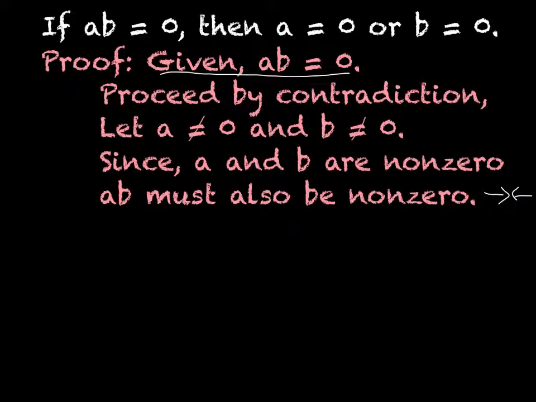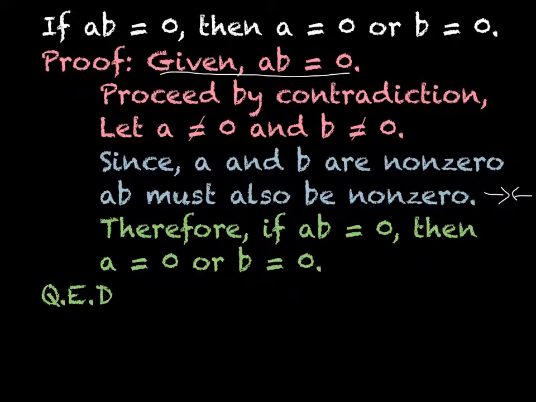So, since we have reached our contradiction, we have essentially reached the end of our proof. We just need to clean it up a little bit. Therefore, if AB equals 0, then A equals 0 or B equals 0.